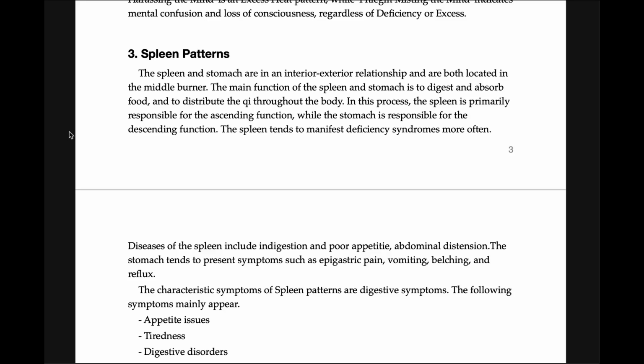Spleen patterns. The spleen and stomach are in an interior-exterior relationship and are both located in the middle burner. The main function of the spleen and stomach is to digest and absorb food and to distribute the qi throughout the body. In this process, the spleen is primarily responsible for the ascending function, while the stomach is responsible for the descending function. The spleen tends to manifest deficiency syndromes more often.